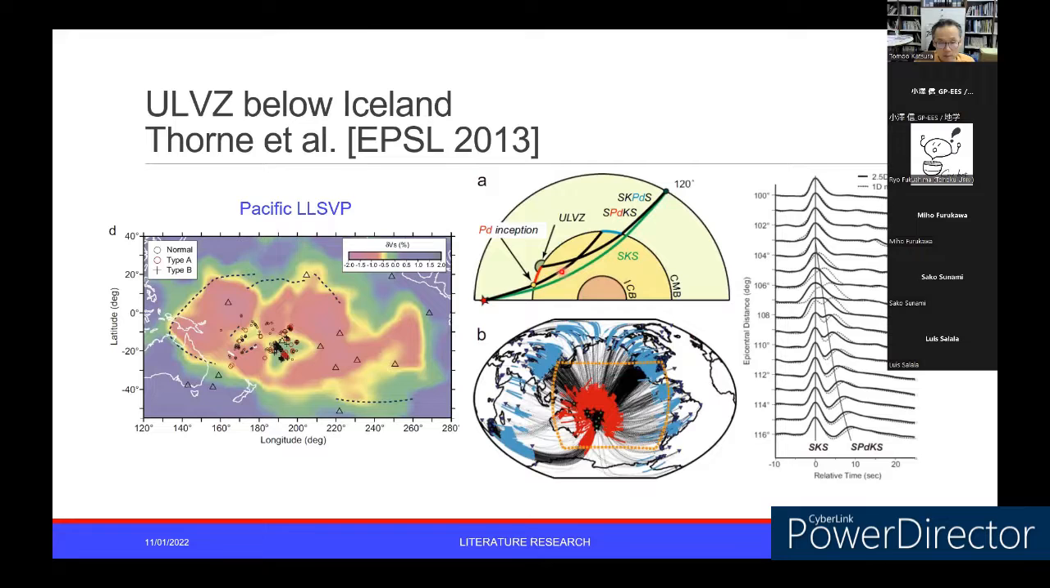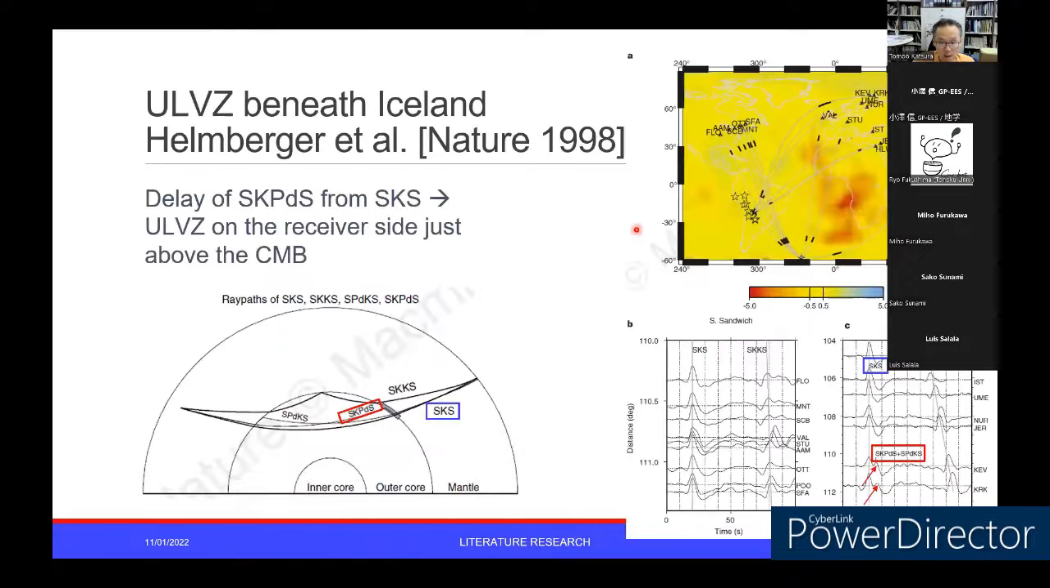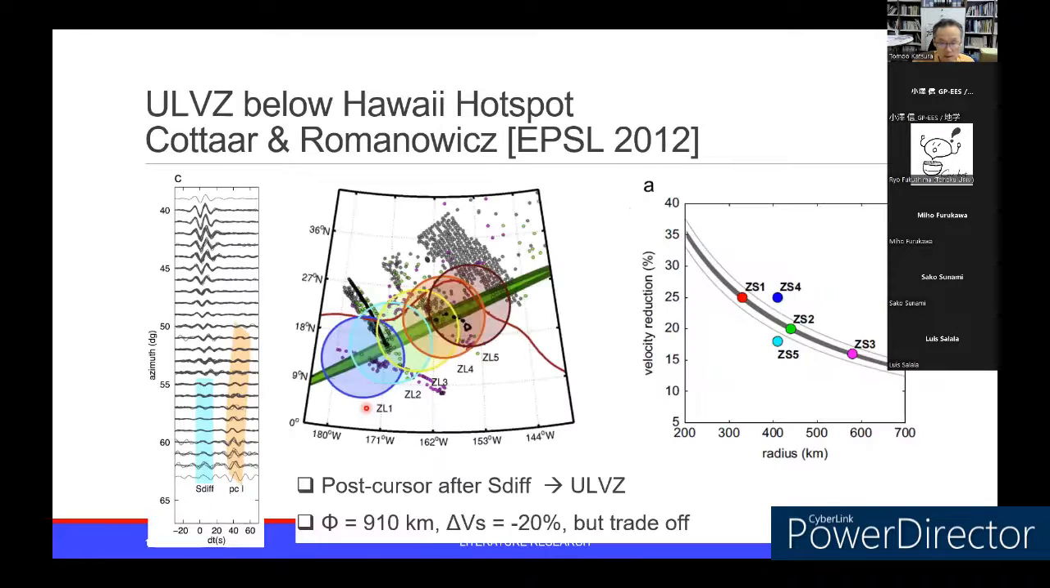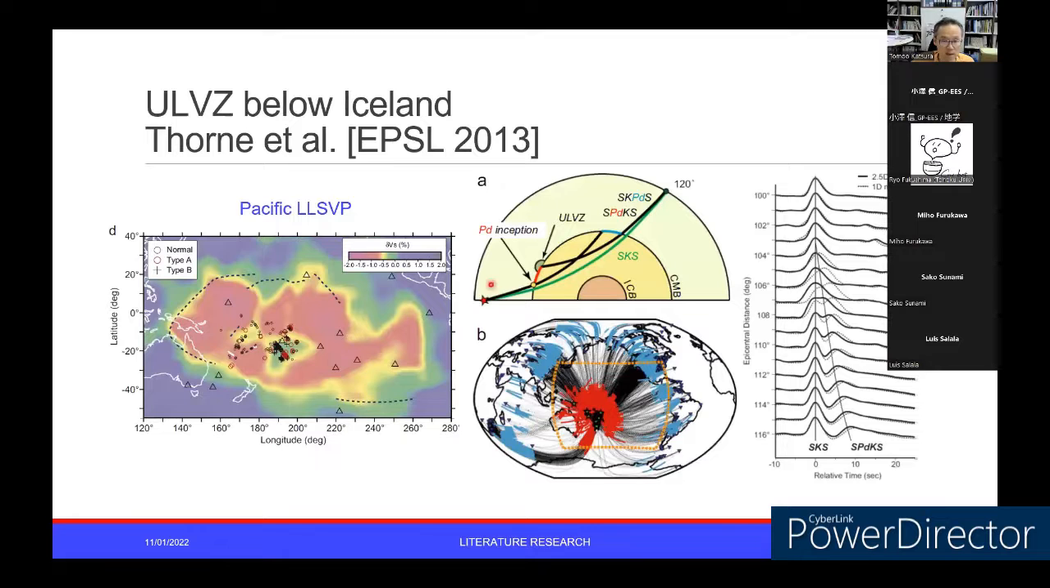In this case, the ultra low velocity zone is located not on the observatory side, which was the case in Helmberger's study. But in Thorne's study, they interpret it is located on the source side, the earthquake side. Anyway, they observed the ultra low velocity zone from many directions.